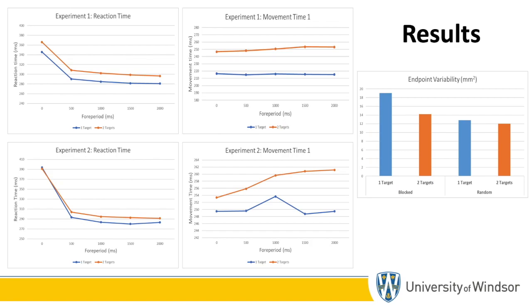There was no difference in variability of the movement endpoints at the first target between the 1 and 2 target conditions. Hence, there was no evidence to support the movement constraint hypothesis when target conditions were randomized.